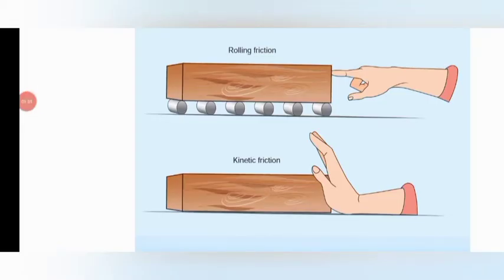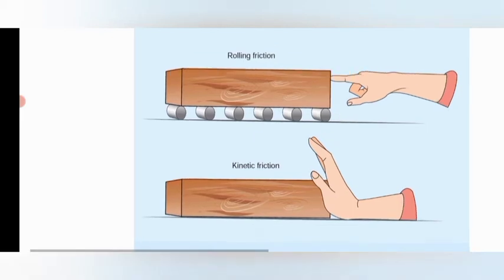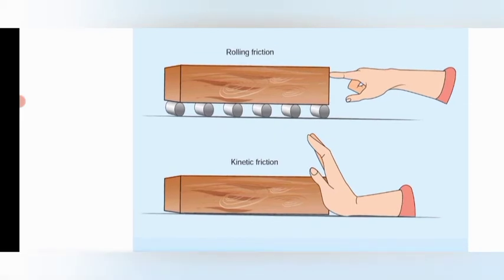Let's see the diagram here. There are two diagrams given. The first one is rolling friction and the second one is kinetic friction. This is the comparison between the two frictions. In the second picture, no wheel is used, so it is very difficult to push. Here the friction, the kinetic friction, is very large compared to the first picture. In the first picture, the wheel is used.